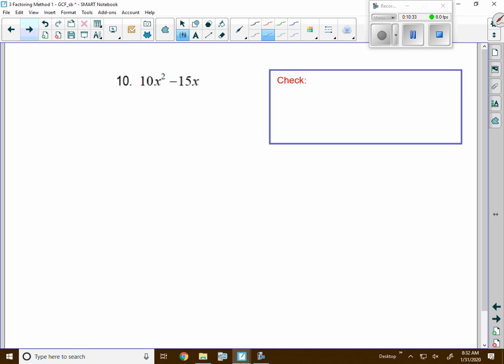All right, number 10, what's our GCF? 5x. 5 goes into both 10 and 15. It's the biggest one that you can divide by, and then they both have an x in them. So you would have 2x minus 3 left on that. Are you tracking with me? Good. Any questions?